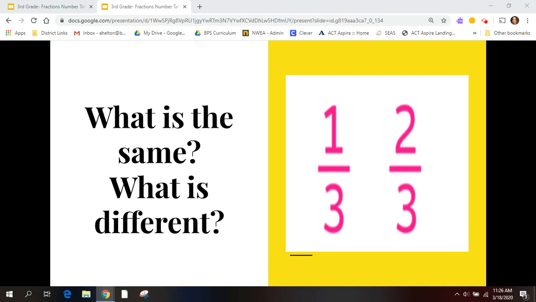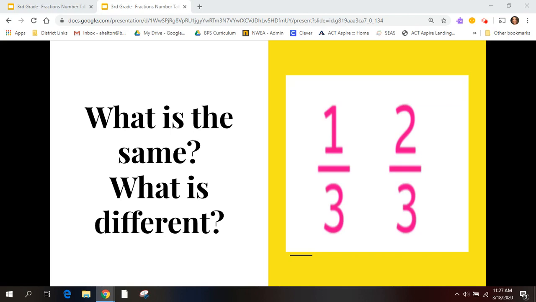Okay, this one, what's the same? What's different? Okay, for what is the same, I hope you said that your denominator is the same. We're looking at thirds, meaning that there's 3 parts that make up the whole. But what's different is our numerator. The fraction on the left, we have 1 piece out of 3. And the fraction on the right, there's 2 pieces out of 3.